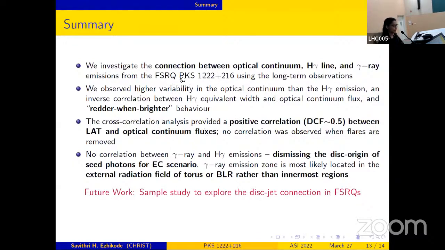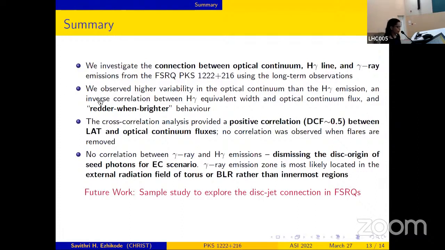the gamma ray emission from PKS 1222+216 using long-term optical and gamma ray observations. And we find higher variability in the optical continuum than the H gamma emission, and an inverse correlation between the H gamma equivalent width and the optical continuum flux, and a redder when brighter behavior expected in the case of FSRQs. And the cross correlation analysis between these emission components provides a strong, significant positive correlation between the LAT gamma ray and optical continuum fluxes. And we did not observe any significant correlation when we remove the flaring episodes.